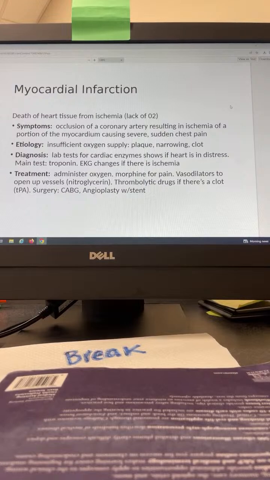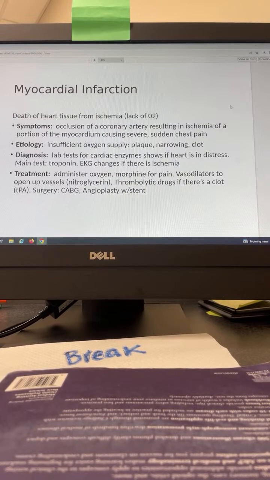Do you remember that? What were the liver enzymes? Yep, AST and ALT. So various organs will release specific enzymes when they're in distress, and that's how we know that something's wrong. Okay, so AST and ALT for the liver. For the heart, the main one is troponin. Okay, troponin will be released, and that's kind of like the heart waving a flag, like, help me, I'm in distress. Okay, there will also be EKG changes if there is ischemia as well.